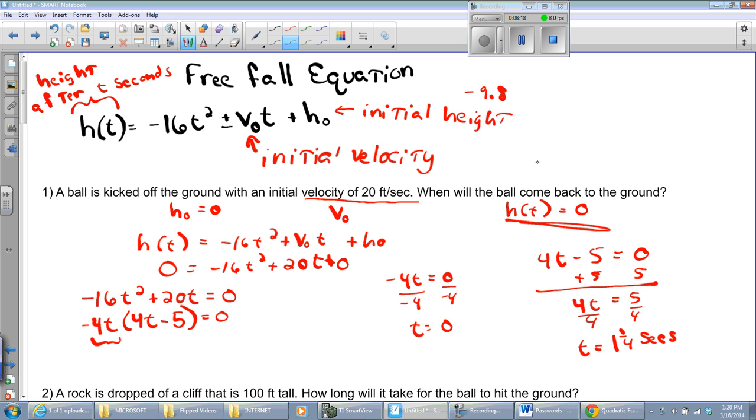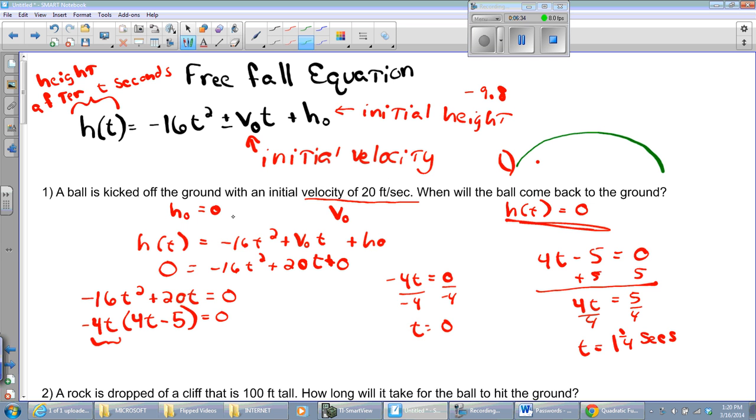Now, of course, when I do this, the ball is going to take a parabolic path, right? And that's why this works. So it's going to go like that. And obviously, that's not a very strong kick, 20 feet per second.